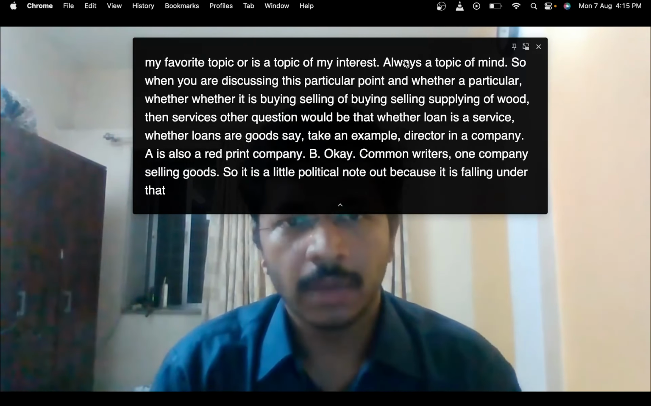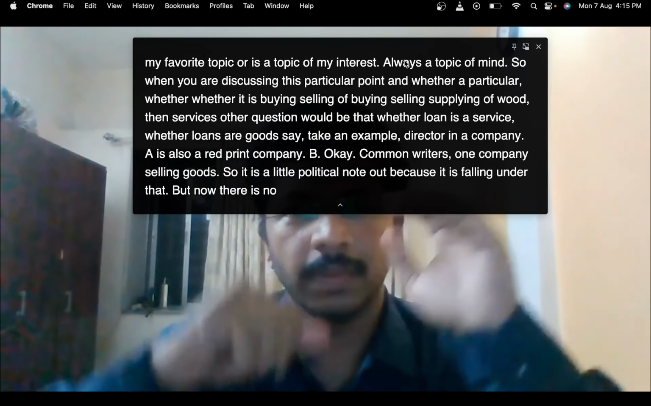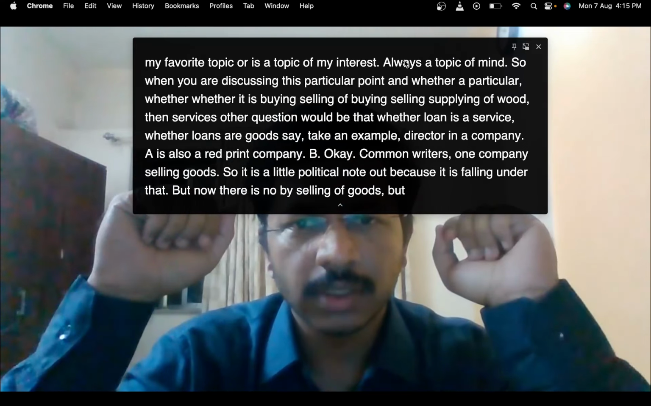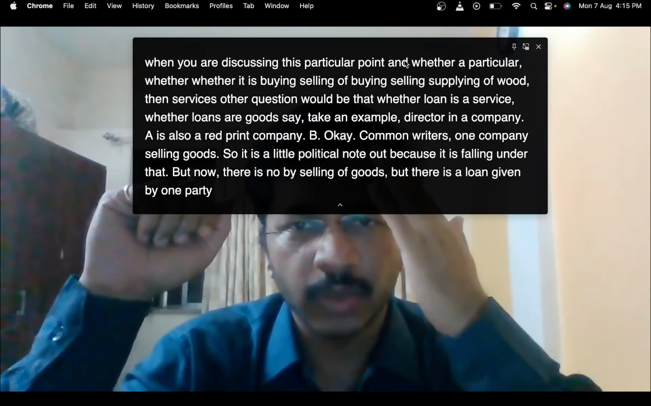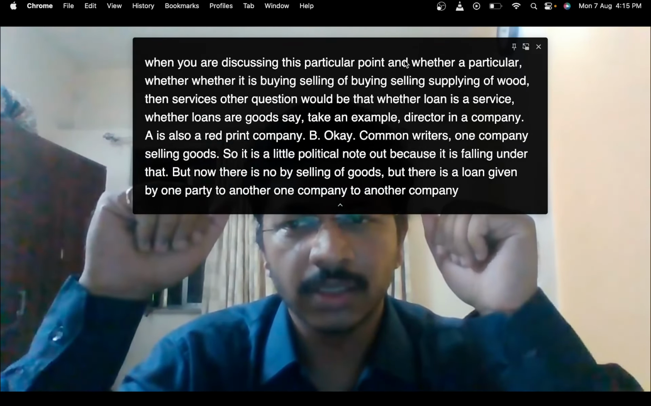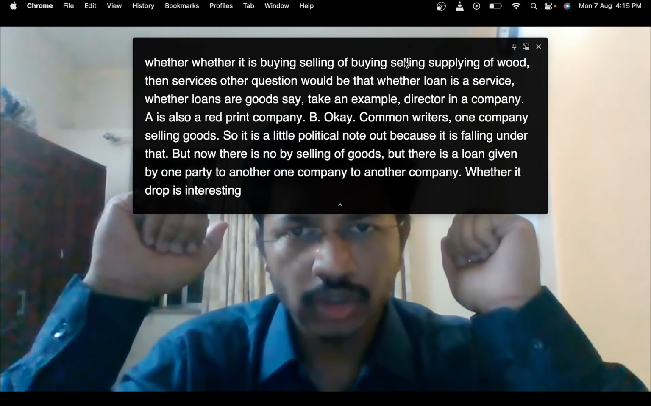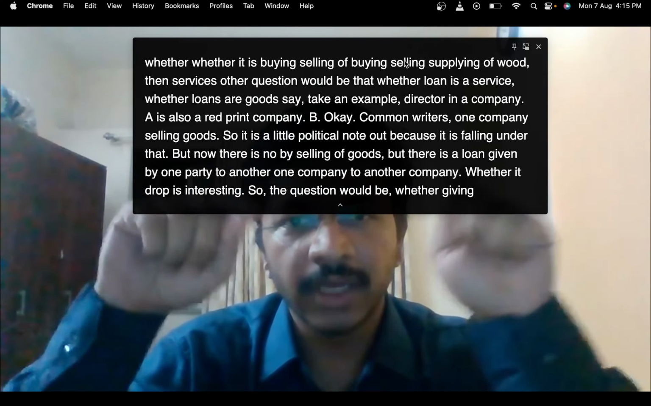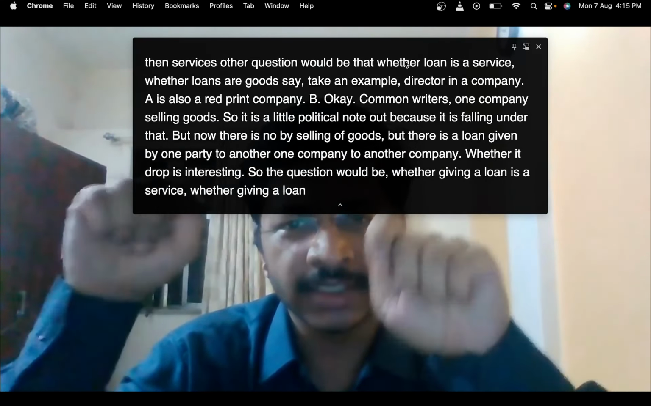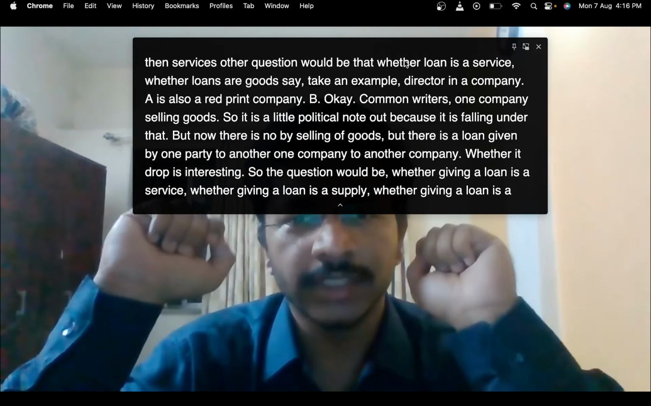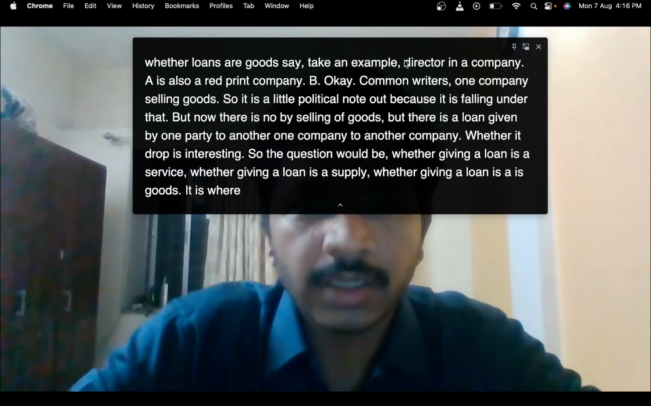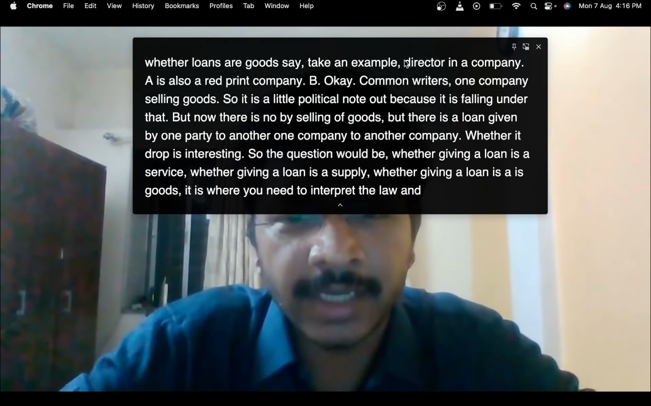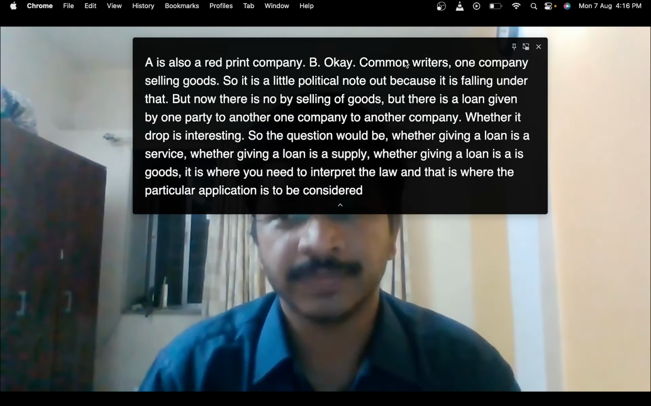is falling under that. But now there is no buying, selling of goods, but there is a loan given by one party to another party, one company to another company, where the director is interested. So the question would be whether giving a loan is a service, whether giving a loan is a supply, whether giving a loan is goods. This is where you need to interpret the law, and that is where the practical application is to be considered.